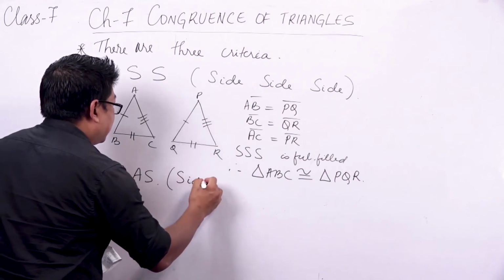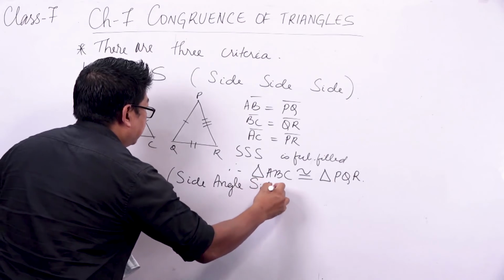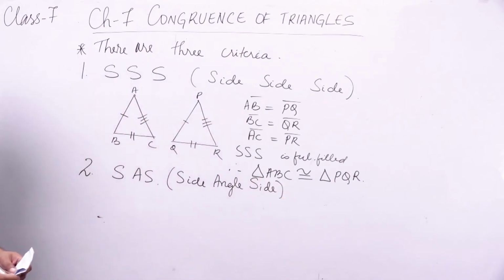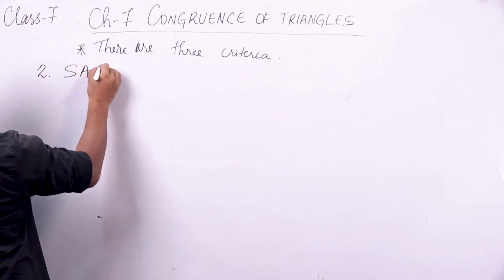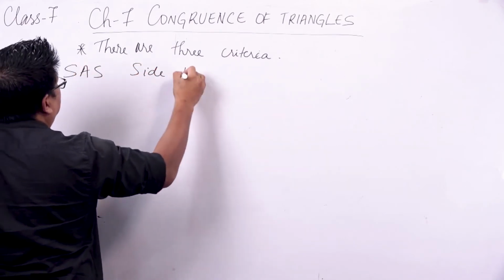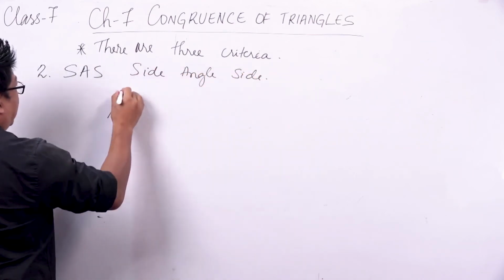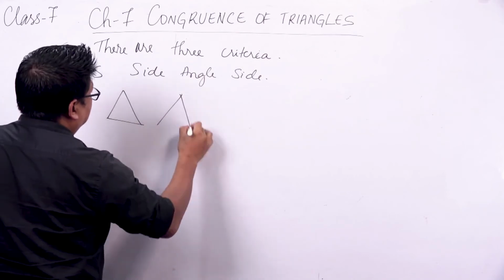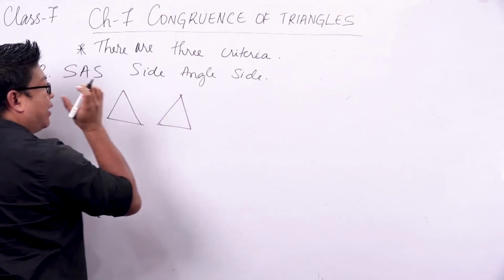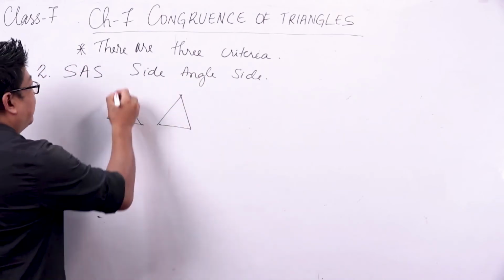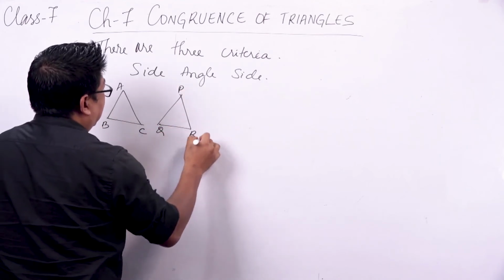SAS is nothing but side, angle, side. Okay? So this side, angle, side, SAS, side, angle, side. So in two triangles, if two sides and the included angle are equal, then they are congruent. That means A, B, C, P, Q, R.